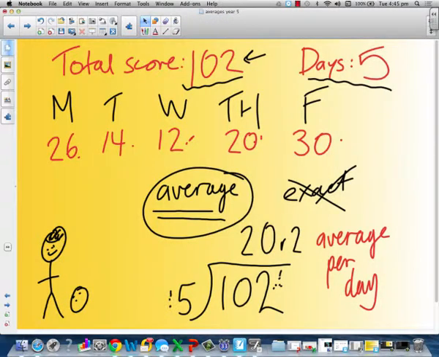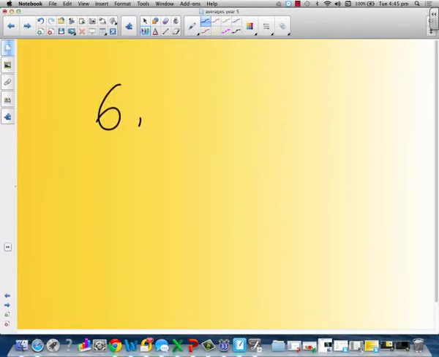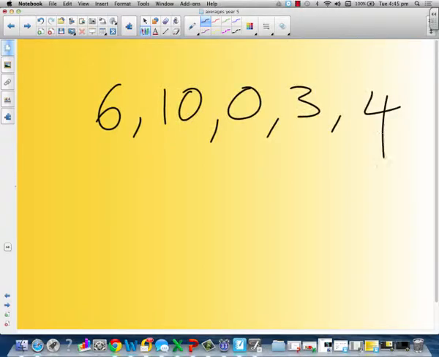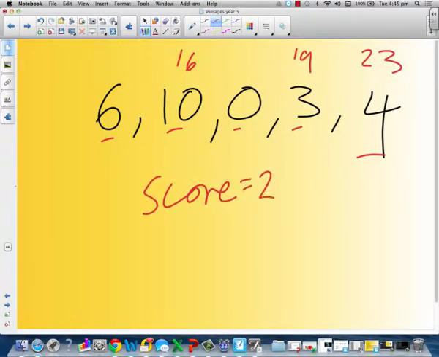Let's have a go at another one. I'm just going to do a set of numbers. Let's try and get extremely clever here. Let's have a go at 6, 10, 0, 3, and 4. And if I wanted to find the average of all these scores, what I'll do is add them all up. So that's 6, 10, that's 16. Well, that's still 16. That's 19, and that's 23. So the score equals 23, doesn't it?